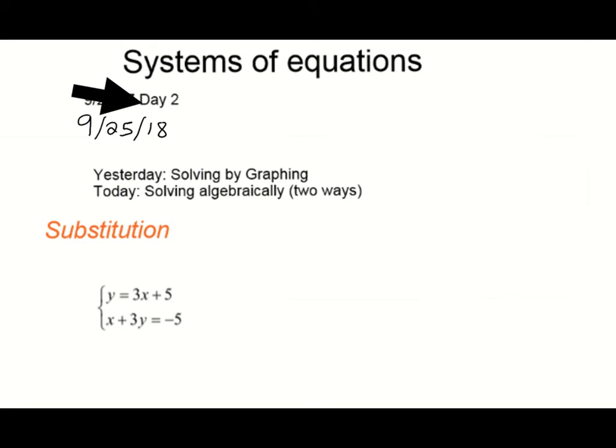Yesterday we did solving systems by graphing, and wherever the two lines intersected, that was your solution. Today we're doing two ways that use algebraic methods. So the first is substitution. We should have all done this before, but here's what happens.